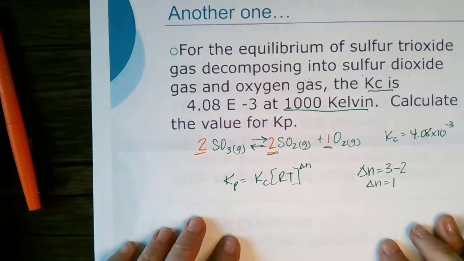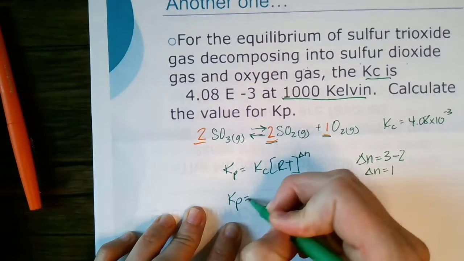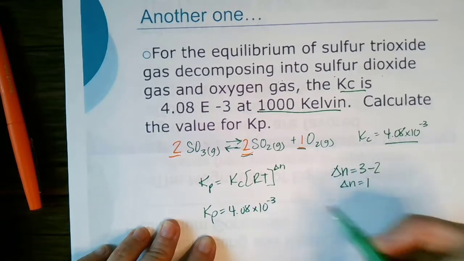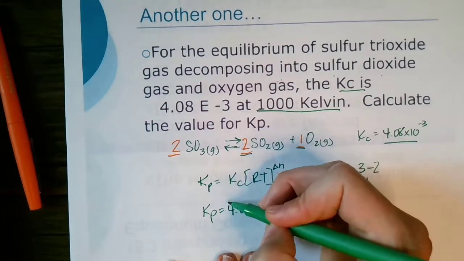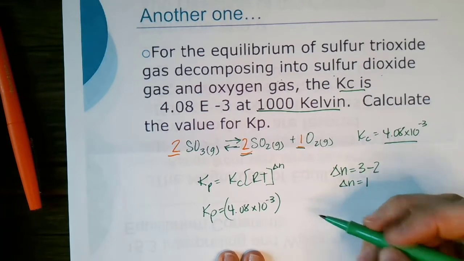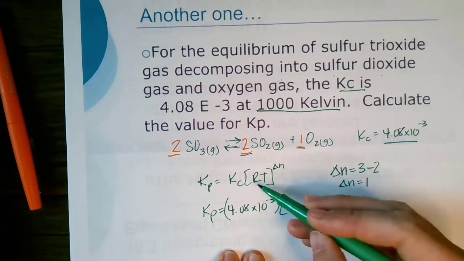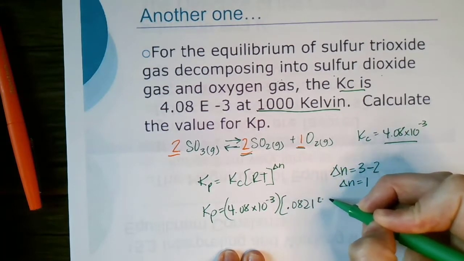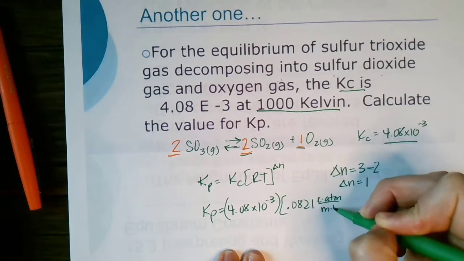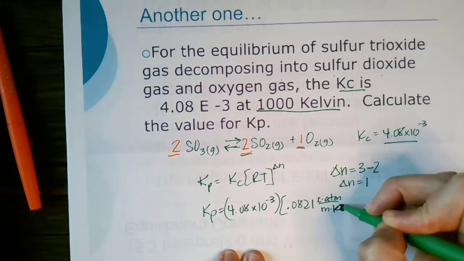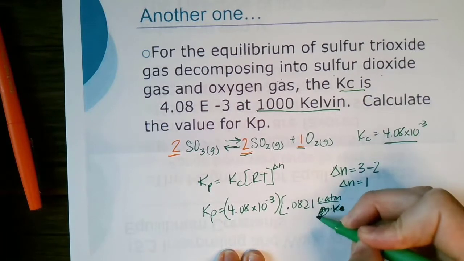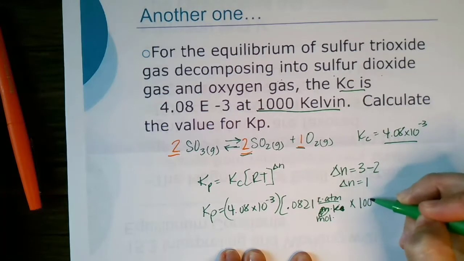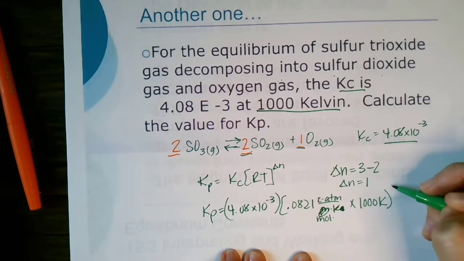All right, so now we're just going to plug in. Kp is equal to 4.08 times 10 to the -3, again, is just a number. I'm just going to put that in parentheses so we don't get stressed out by it. And our R, 0.0821 liters atmospheres per mole Kelvin, times temperature, 1000 K, all raised to the power of 1.